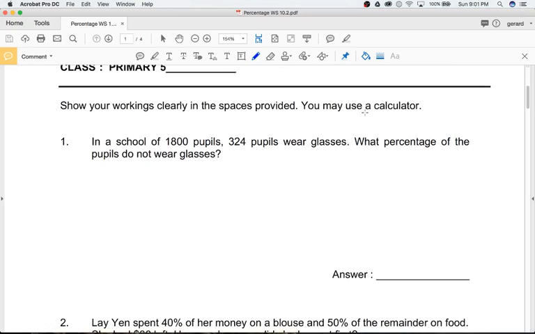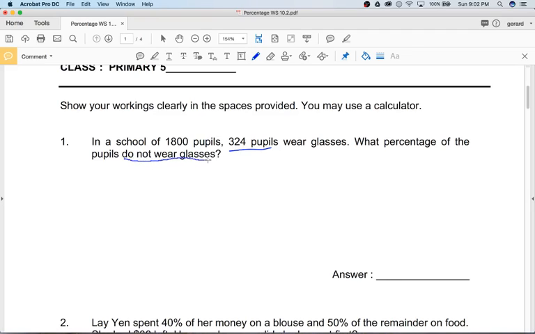Question 1. In a school of 1,800 pupils, 324 pupils wear glasses. What percentage of the pupils do not wear glasses? Remember what we learned in the workbook, we can convert percentages into fractions. We can also convert them into decimals. I'll show you the two different methods so you can see the difference and get a general idea of which one you might want to use when encountering different problems. For this case, 324 pupils wear glasses, and what percentage of pupils do not wear glasses?